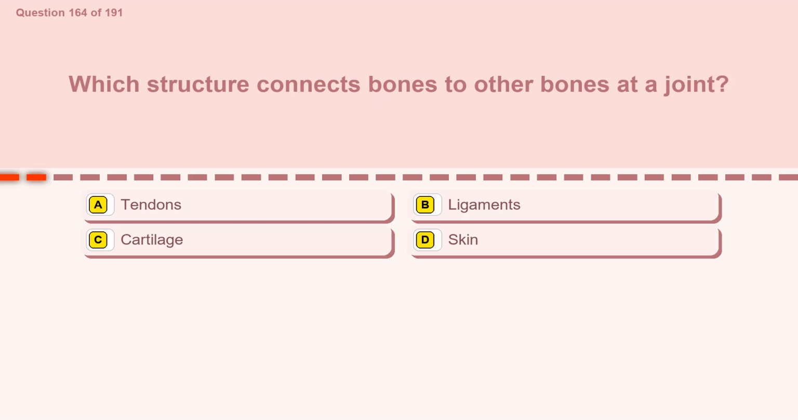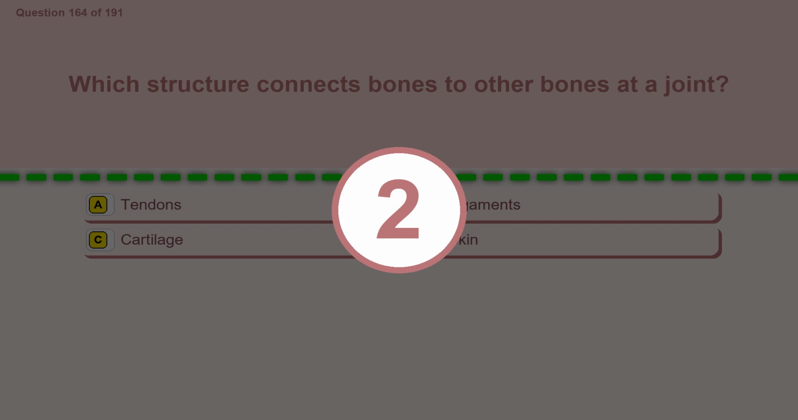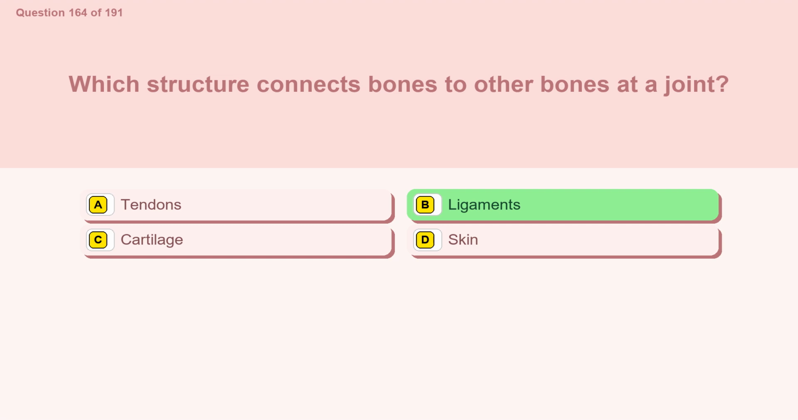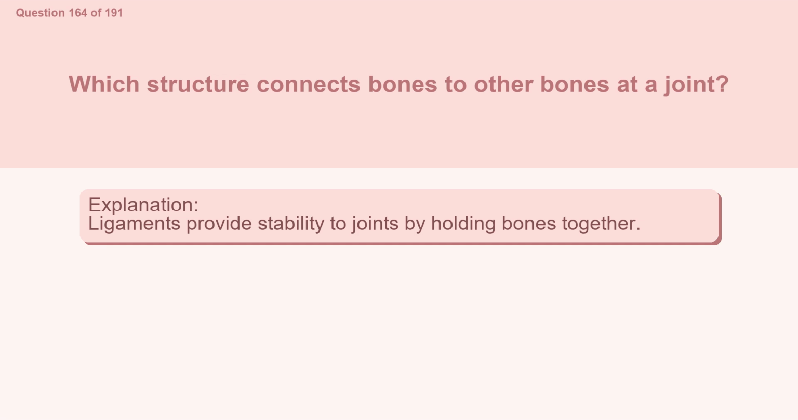Question 164. Which structure connects bones to other bones at a joint? Option A, tendons. Option B, ligaments. Option C, cartilage. Option D, skin. The correct answer is option B, ligaments. Ligaments provide stability to joints by holding bones together.